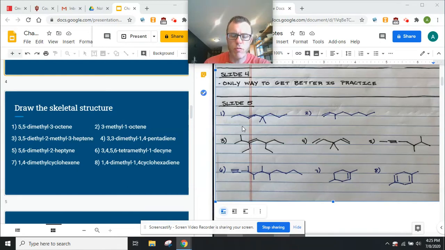All right, guys, slide 5, we're now going to start drawing things. So here, number 1, I've done all these. 5,5-dimethyl-3-octene. Okay, so we have oct, so we know we need 8. 1, 2, 3, 4, 5, 1, 2, 3, 4, 5, 6, 7, 8. We have our 8 carbons in a row. Now we can start filling in, all right?